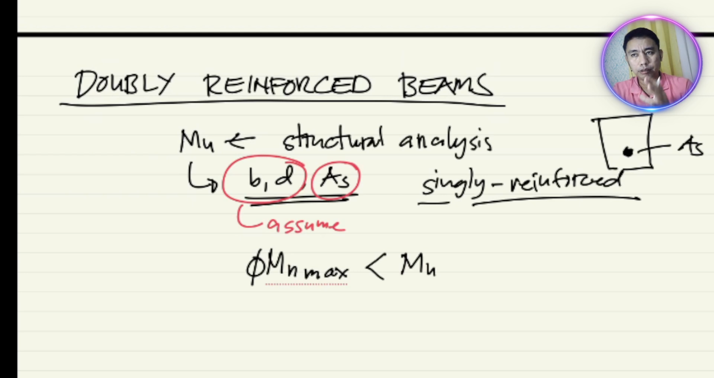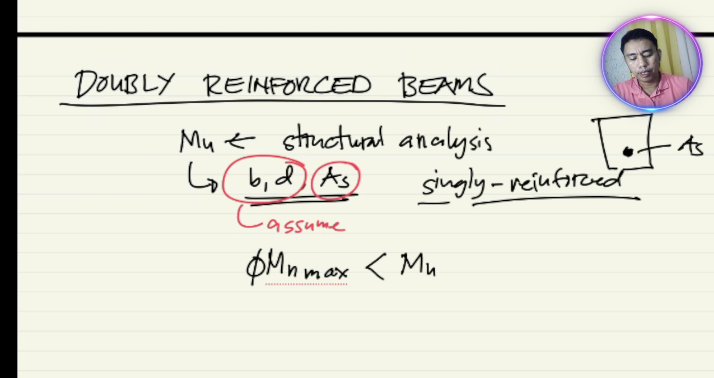Kasi nga, mayroon tayong computed na maximum nominal capacity, maximum ultimate capacity ng section. So what do we do if phi Mn max is less than MU?